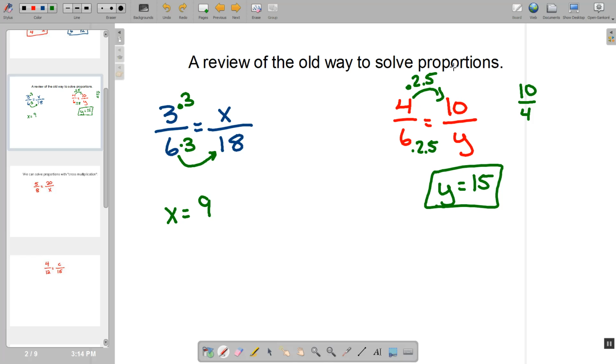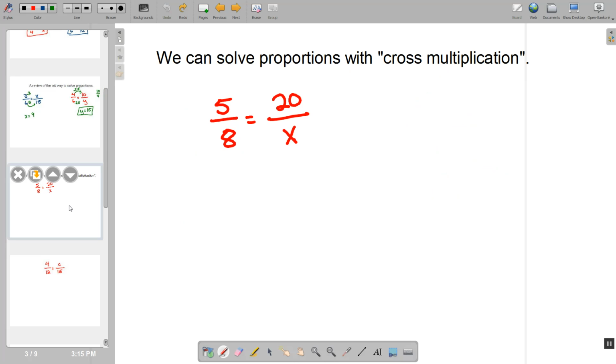The problem here is that this process takes a really long time. And what if the number times 4 is a really ugly decimal, or the value of y is a really ugly decimal? We need a new strategy to help us solve those types of problems. And so what we're learning here is cross multiplication, which can help us solve any proportion the same way, no matter what numbers we're given.